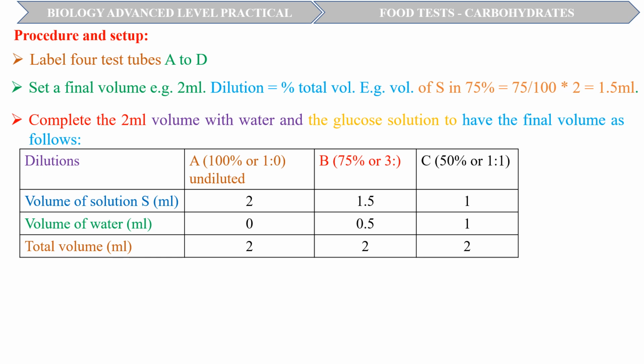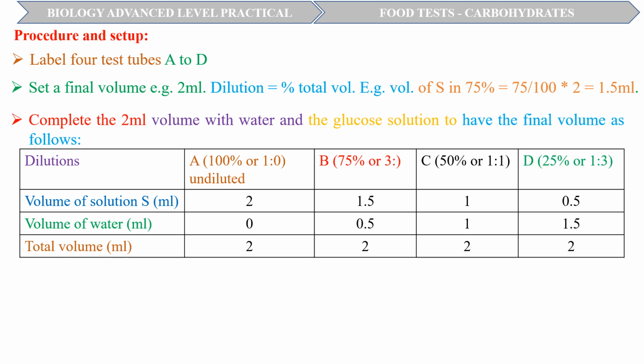For the 50% dilution, 1 milliliter of solution S will be completed with 1 milliliter of distilled water. The dilution factor here is 1:1. For the 25% dilution, 0.5 milliliters of solution S will be completed with 1.5 milliliters of distilled water. The dilution factor here is 1:3.